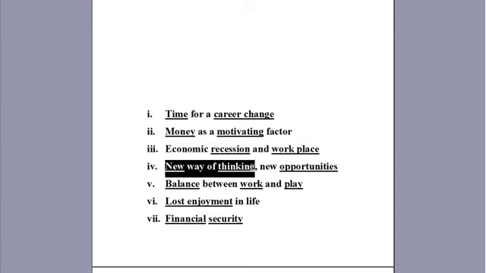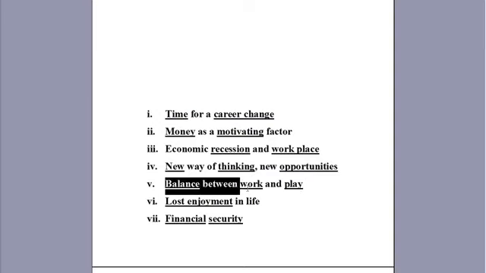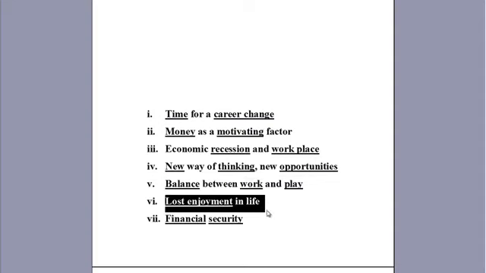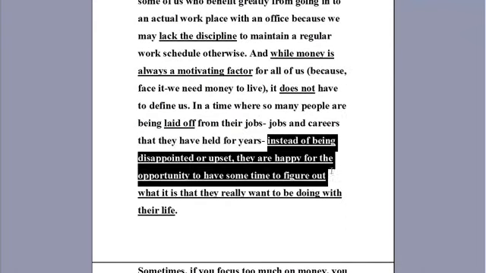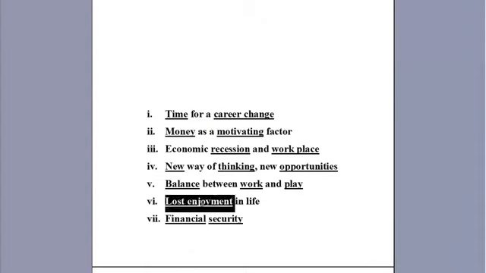New way of thinking, new opportunities. The paragraph talks about the opportunity of doing something else, but the overall gist is not about a new way of thinking. We're not told about that. Nothing about a new way of thinking. And new opportunities as a plural, as a whole, no, not so much. Balance between work and play, no, it doesn't say anything about that. Lost enjoyment in life. Again, it talks about enjoyment, but quite the opposite actually. Even people that have lost their jobs, they're not upset or disappointed. Do you remember? Instead of being disappointed or upset, they are happy for the opportunity. So, not this heading here.